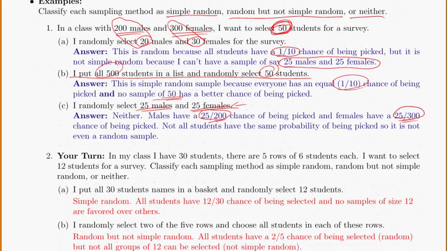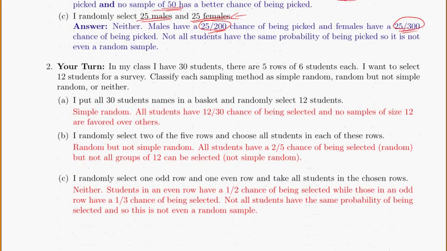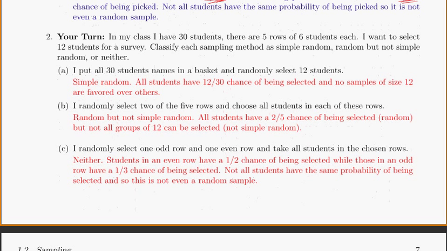Right. So going to the next example. So I have 30 students. There are five rows of six students each. Right? And I want to select 12 students for a survey. So I have five rows. And we'll say 1, 2, 3, 4... Five. And each one of these rows has six students. Is that six? 1, 2, 3, 4, 5. That is not six. That's five.